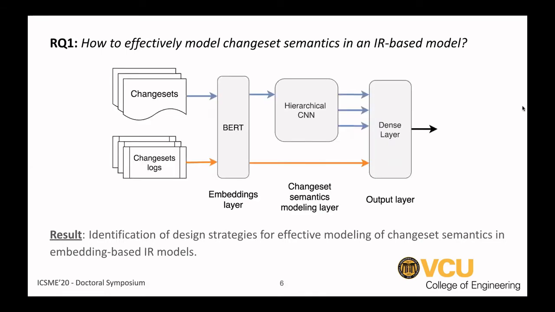To create an information retrieval model based on changesets, we plan to build a neural network consisting of three layers: embedding, hierarchical CNN, and dense output layer. First, we follow standard guidelines to preprocess changesets and logs, and next we feed them into the embedding layer. To capture changeset semantics, we will use a hierarchical CNN architecture, possibly similar to what was presented on the previous slide. However, depending on the model performance, its final version is still likely to change. Finally, the semantics of changesets and the logs will be combined in the dense output layer.